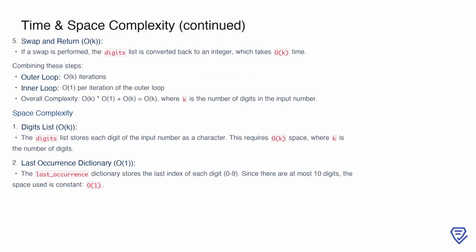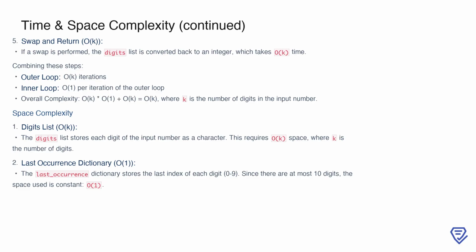Continuing with the time complexity, once a swap is identified, we convert the modified digits list back into an integer. This operation involves O(k) time, as it processes each digit. Combining all these steps, the outer loop runs O(k) times, and within it, the inner loop runs in O(1) time per iteration. Therefore, the total time complexity becomes O(k) * O(1) plus O(k), which simplifies to O(k). Here, k represents the number of digits in the input number.